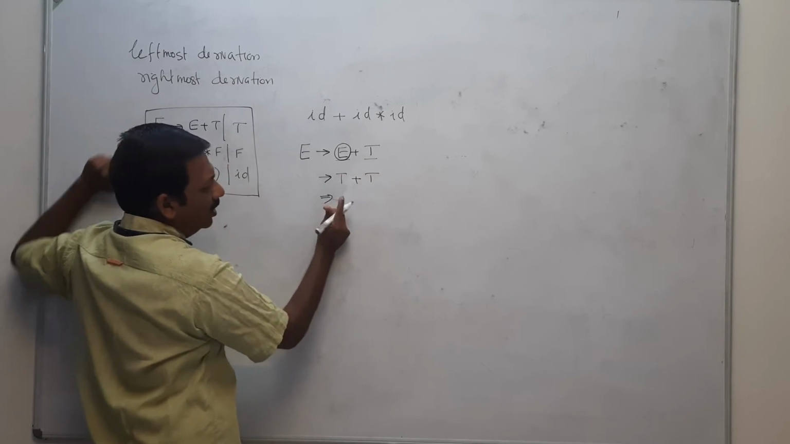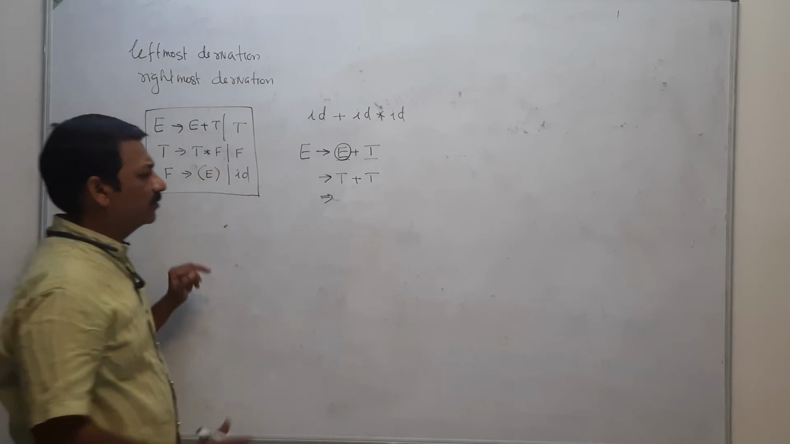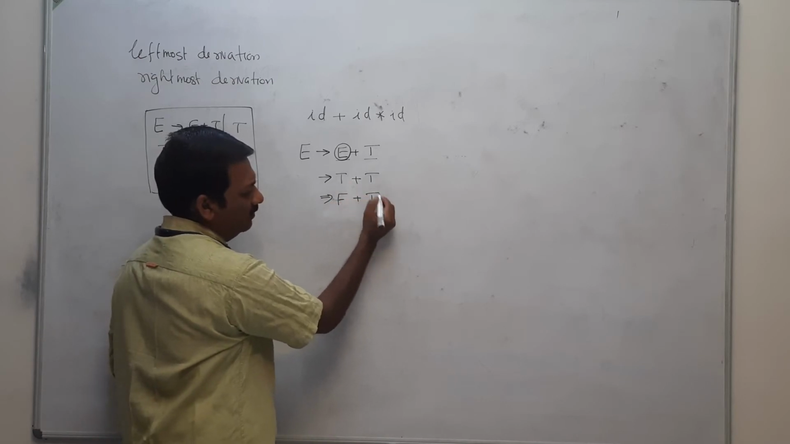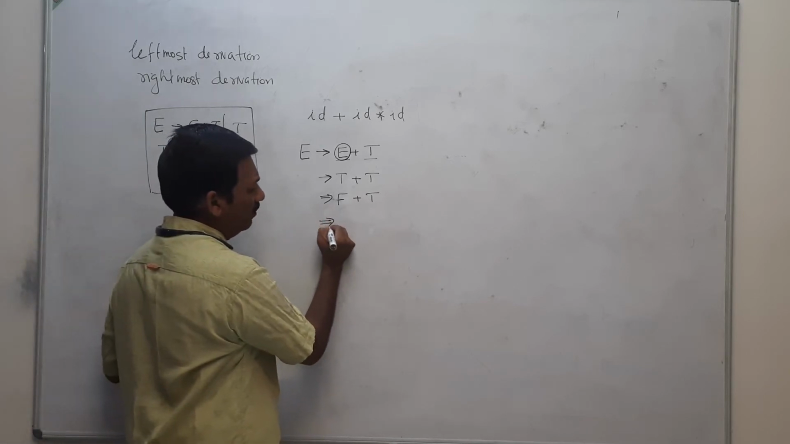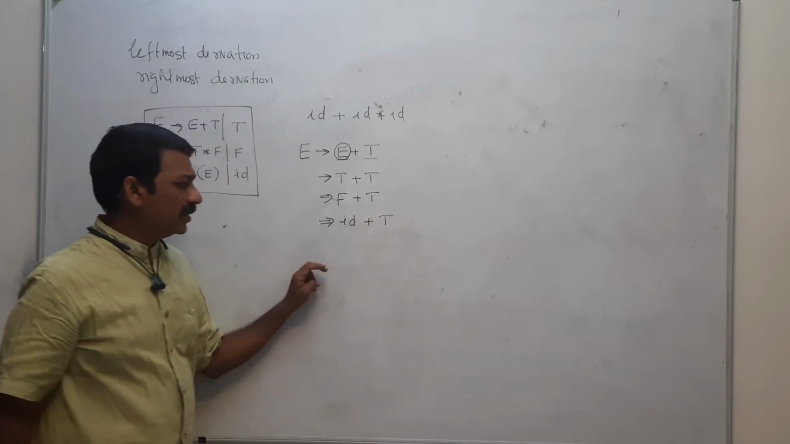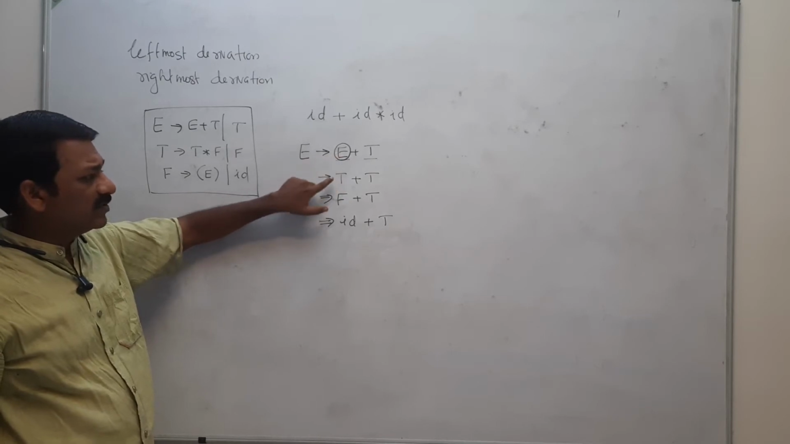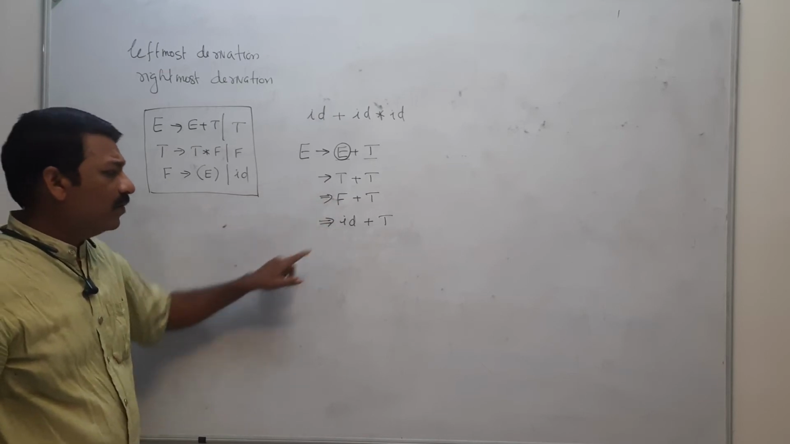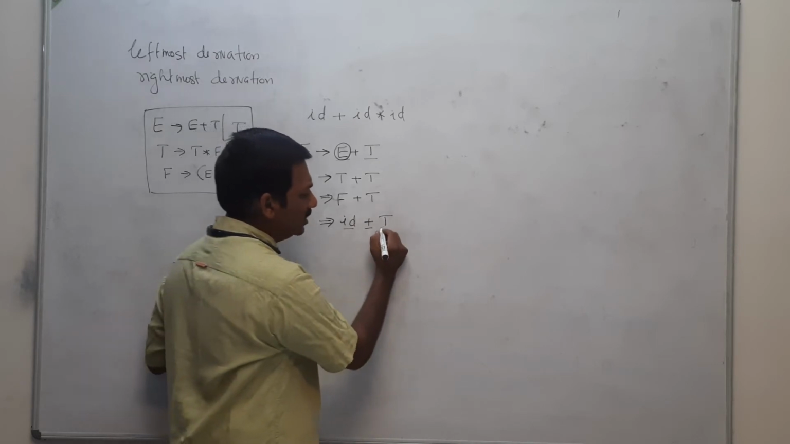Now the leftmost non-terminal is T, and T derives F, so I am going to replace this T with F. That means F plus T, and F is replaced with ID, so I have ID plus T. That means I have replaced the leftmost non-terminal E with T, T with F, and F with ID. Now this is a terminal and this is a non-terminal.